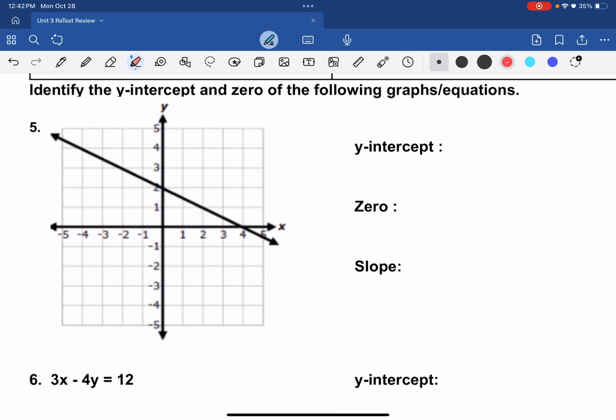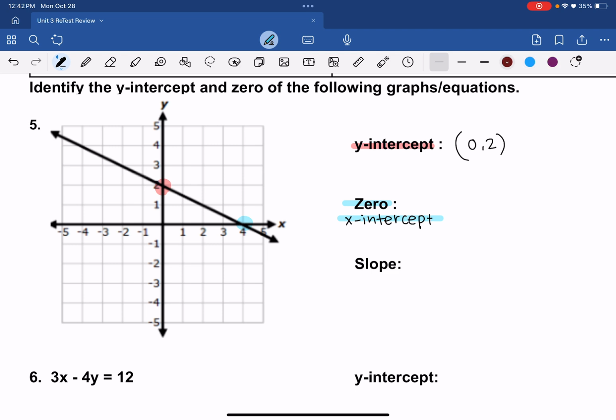I actually also put slope in there as well. But remember, our y-intercept is where it crosses the y-axis. So in this case, it is 0, 2. Our 0 is known as an x-intercept. So for those that cannot remember that, it is an x-intercept. In this case, it is 4, 0.